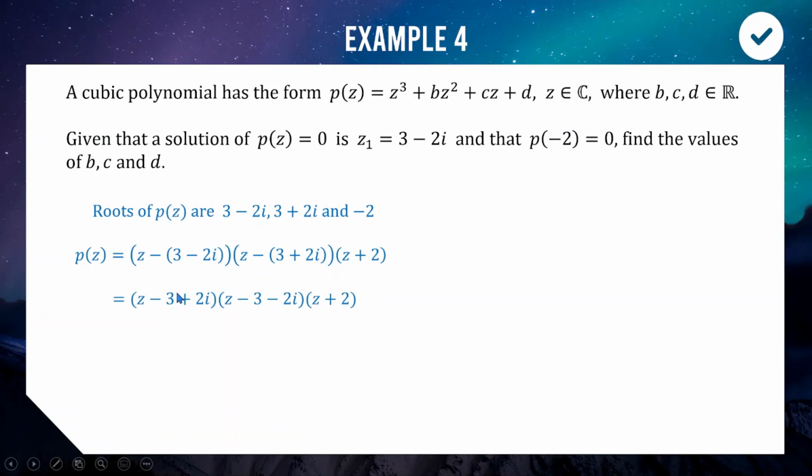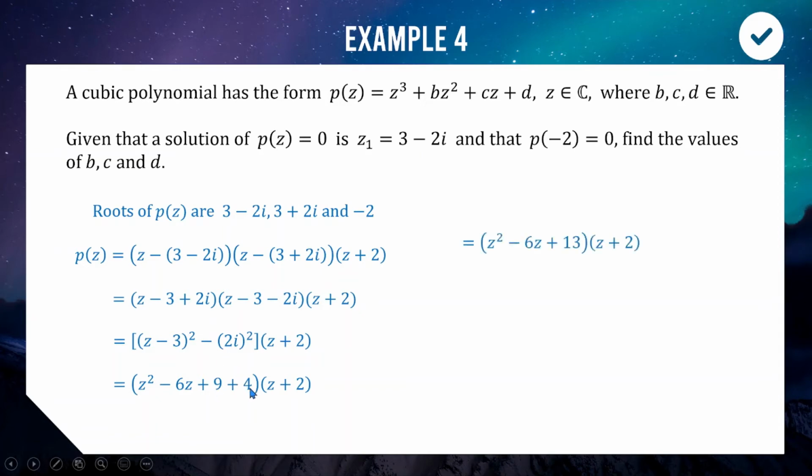Okay, now using our trick again, we'll expand these 2 brackets as a difference of squares, where one bit is z minus 3, and the other bit is 2i. So we have z minus 3 squared, take away 2i squared. So we'll have z squared, take away 6z plus 9, and then 2i all squared will be minus 4. If we take that away, it's a positive 4. Okay, now the 9 plus 4 makes a 13, and now we just got to expand these 2 brackets again.